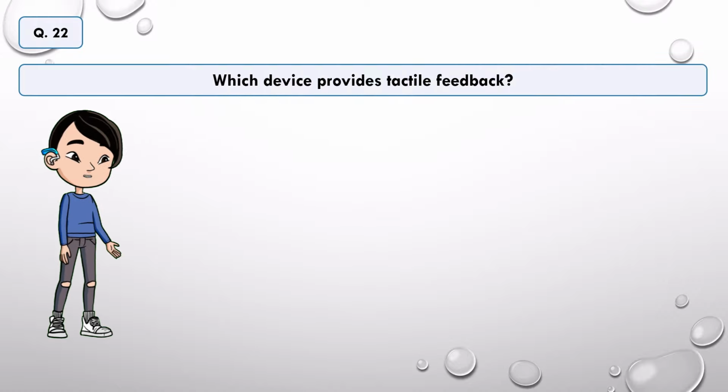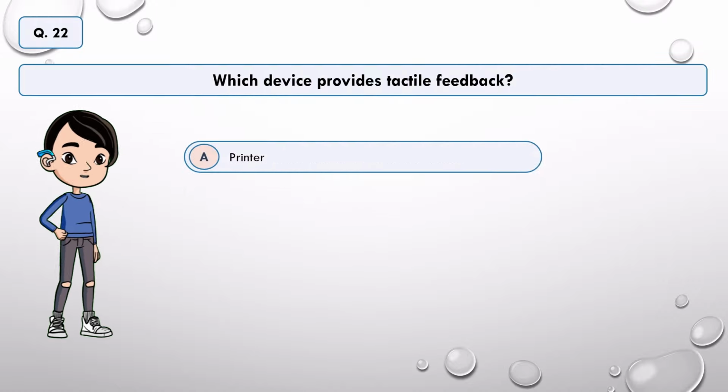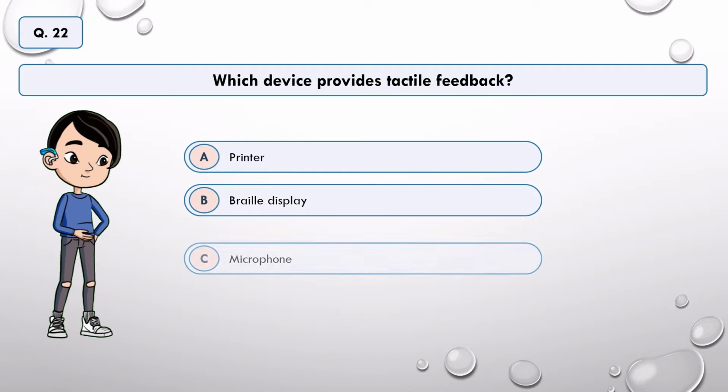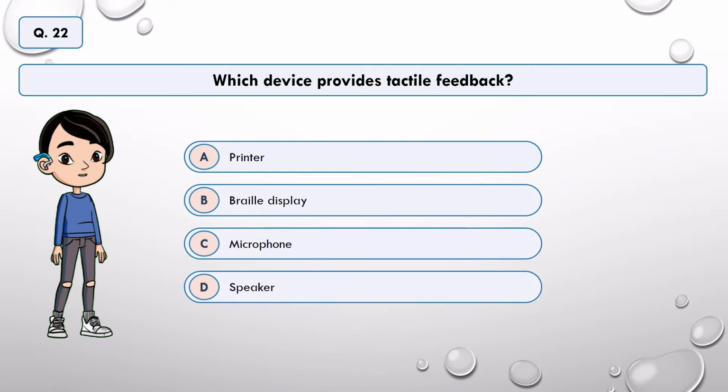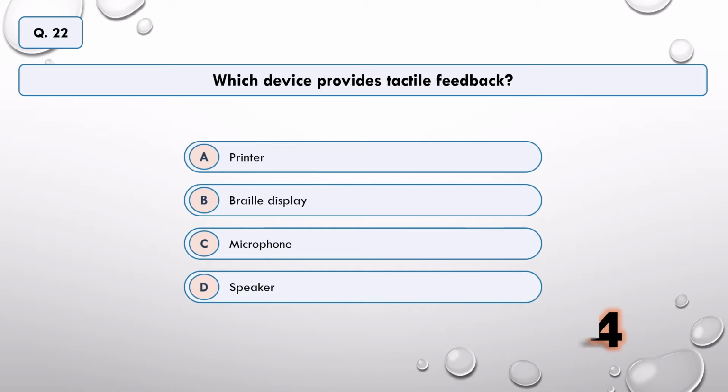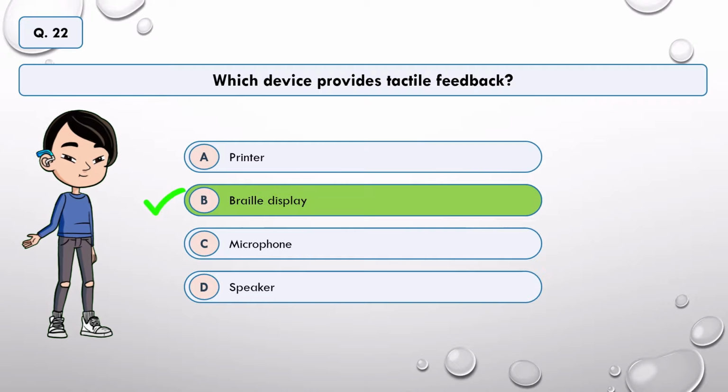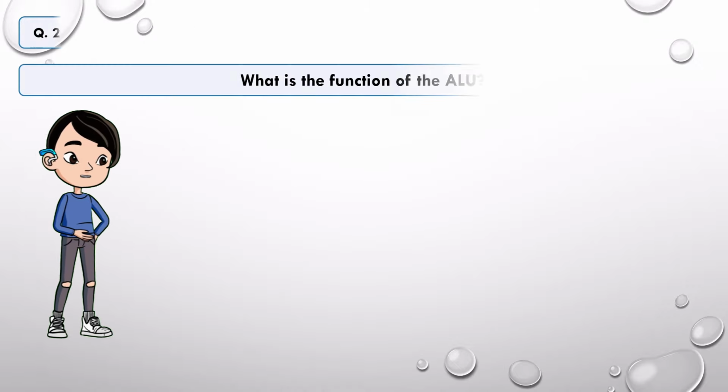Question 22. Which device provides tactile feedback? Options are A. Printer, B. Braille display, C. Microphone, D. Speaker. Answer is braille display.